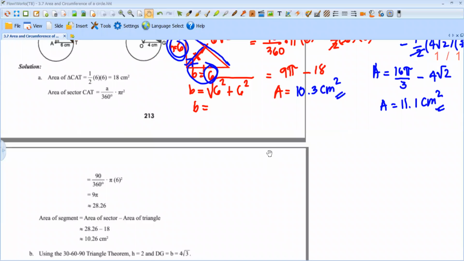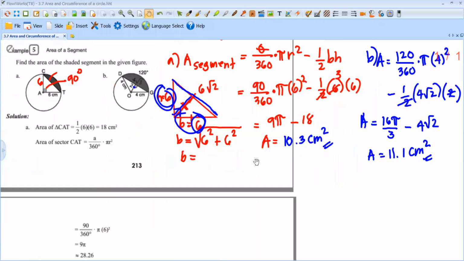Sir, isn't the base 4 square root of 3 po? What? The base, 4 square root of 3. 3, sorry. Yeah, that's 3. Let's change it. Not 2. I thought it's 3. So let's change that. That is 16 pi over 3 minus 4 square root of 3. Thank you. So that's around 9.8.